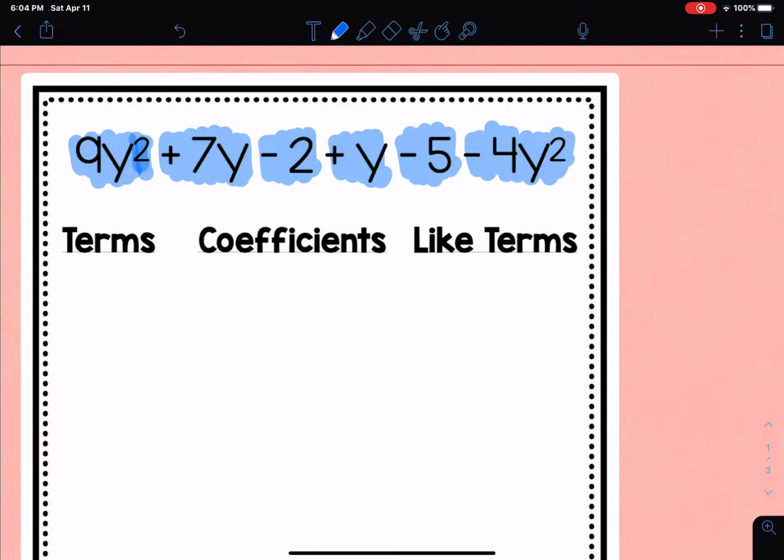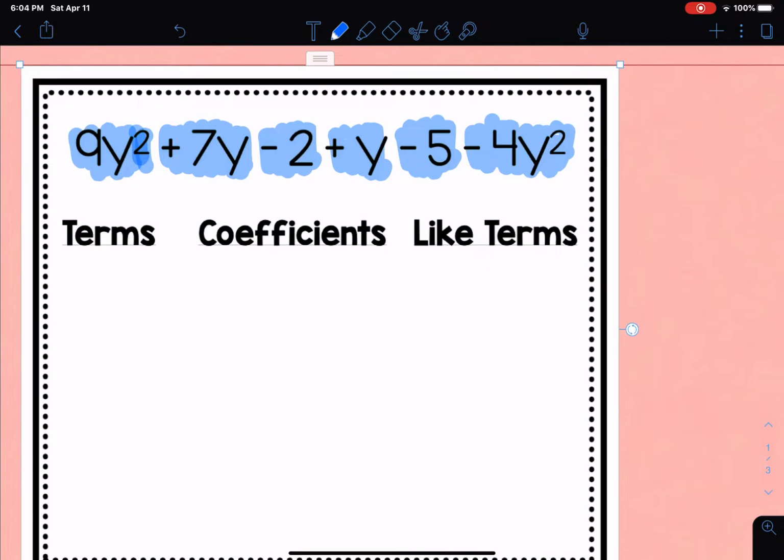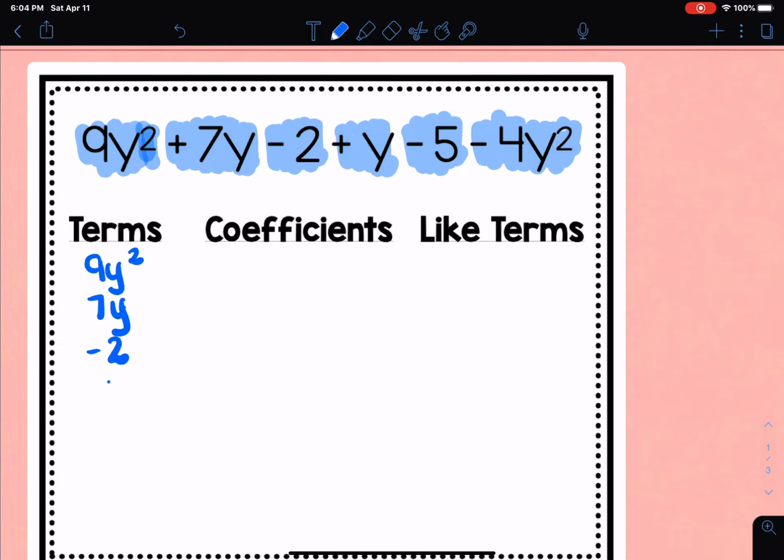I want you to notice that I took the sign that was in front of it. So for example, if it's minus 5, remember we're going to treat that like negative 5. So as far as terms, all of those are terms. That means 9y squared, positive 7y, minus 2 I'm going to write as negative 2. I have plus y, so I'm just going to write that as y. Negative 5 and negative 4y squared. Notice I was able to write them all down.